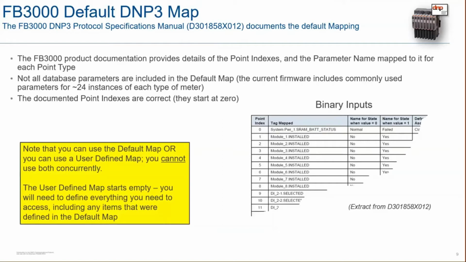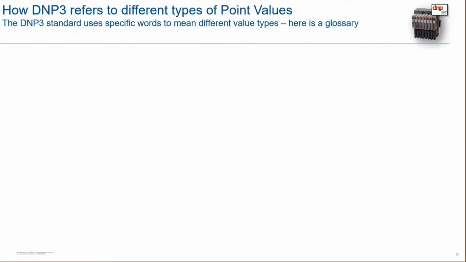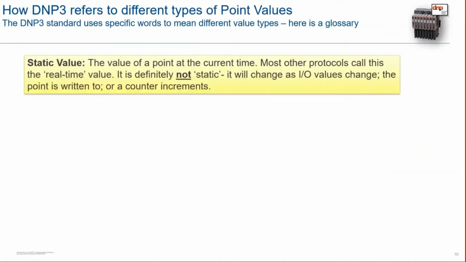So moving on from the mapping, how do you determine the different types of point values? And let me explain what you mean here. This is actually DNP3 terminology. In Modbus, you often refer to, say, a real-time value. With DNP3, what we've referred to as a DNP3 static value is actually real-time. This is a little confusing.